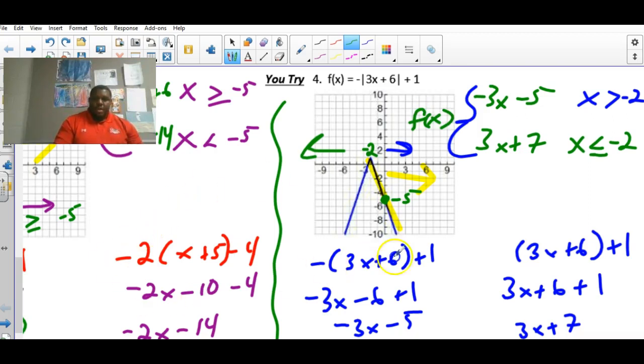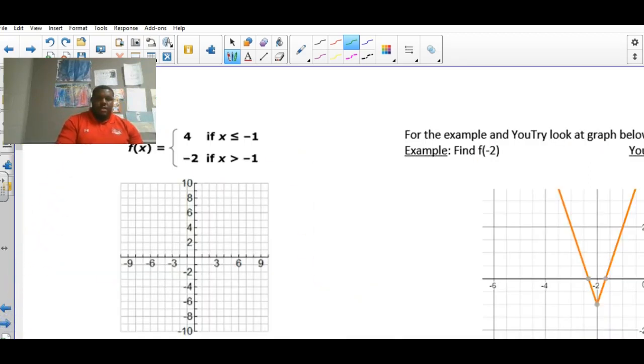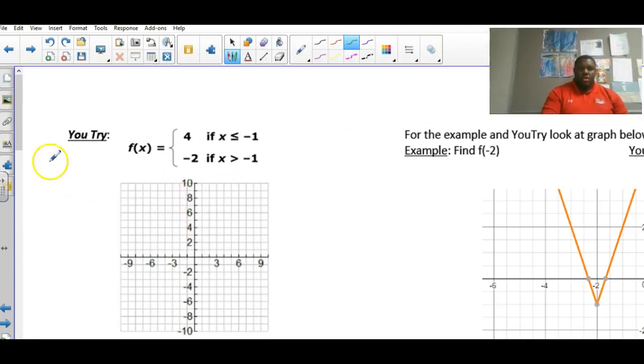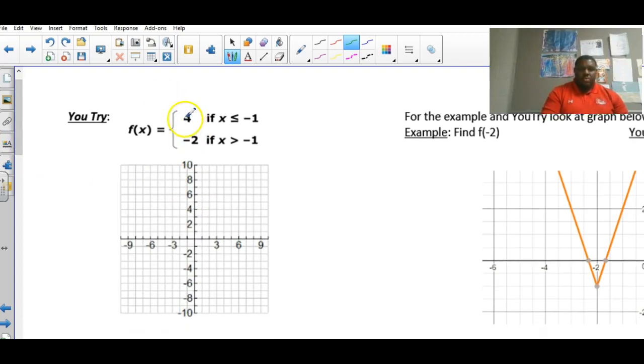Now, let's continue. We've got some U-Tries right here. This first U-Try is more like a step function, because remember the step functions over here, you had whole numbers as your functions. So take this first condition, where x is less than or equal to negative 1, at 4. So I go to 4, and for the function to be 4, x has to be less than or equal to negative 1.